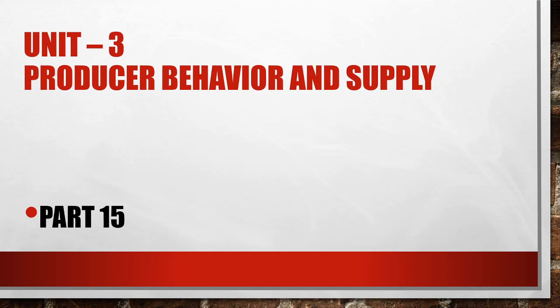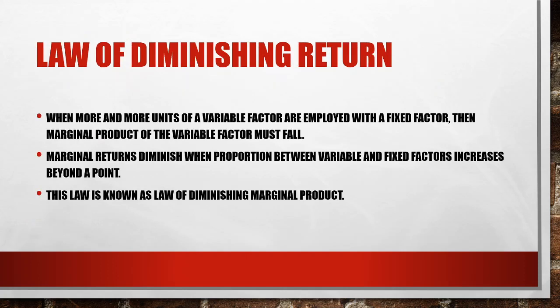This is part 15. In our last class we started with the law of diminishing return. I told you that the law of variable proportion is just an extension to the law of diminishing return. I hope you remember the law of variable proportion, in which we have studied three phases. In the first phase, TP increases at an increasing rate, marginal product increases. In the second stage, TP increases at a decreasing rate, marginal product decreases. In the third stage, TP falls and marginal product becomes negative.